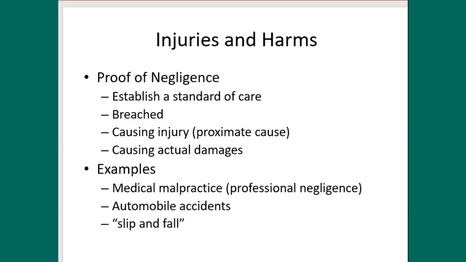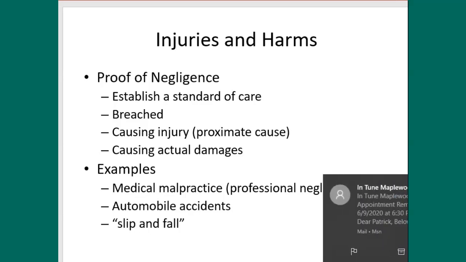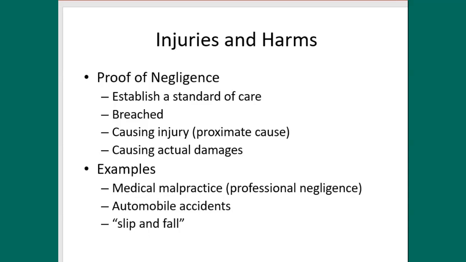If you wanted to reduce it to numbers, which is a way of thinking about it, 51% chance he did it, 49% chance he didn't do it, something like that. Okay, so you get the idea. It's a much lesser standard of proof. So, negligence: standard of care, a breach of the standard, causing an injury, and causing actual damages.